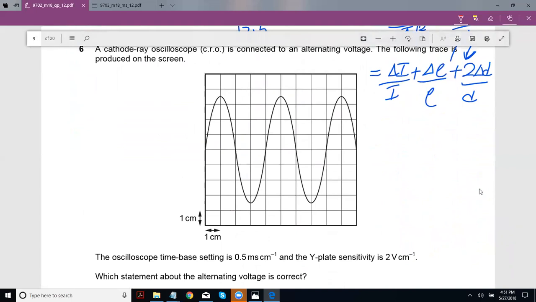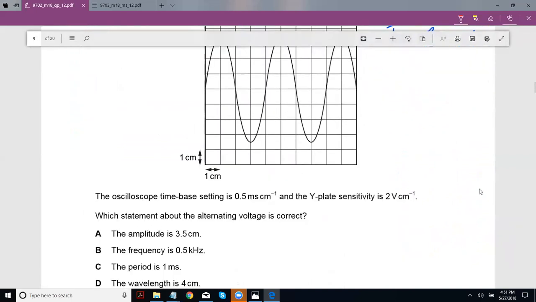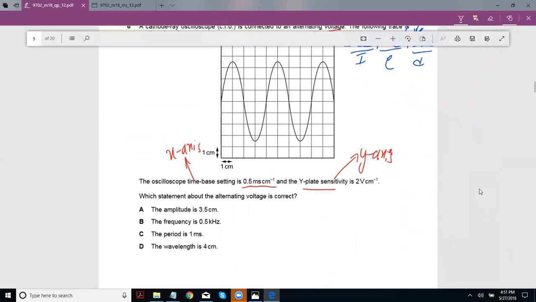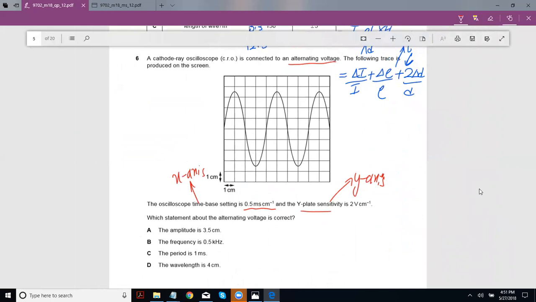So there's a CRO. It's connected to an alternating voltage. The following trace is produced on the screen. And they've given you the time-based settings. They're basically your x-axis settings, if it isn't already known. Y plate is more of your y-axis settings. They've given you those, and they've asked you which statement is correct.